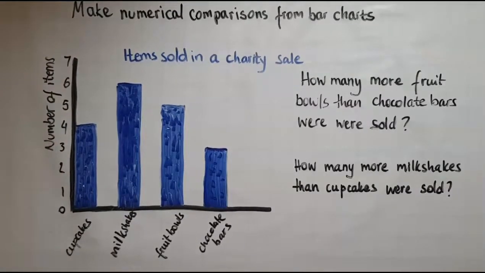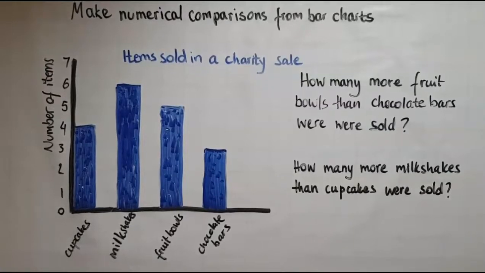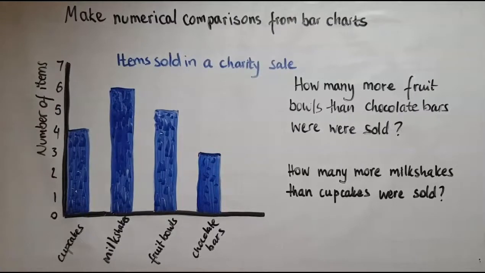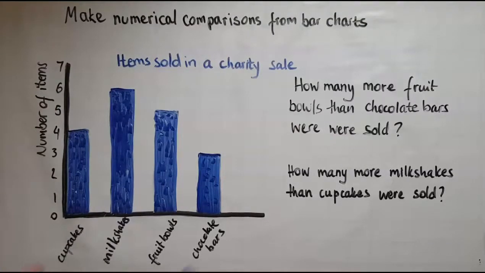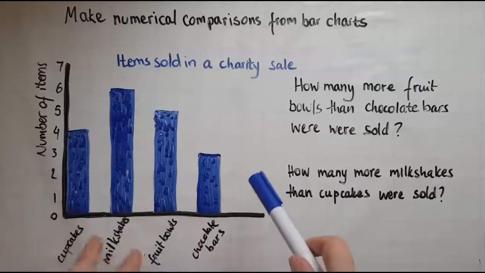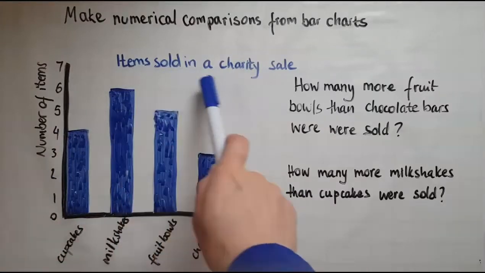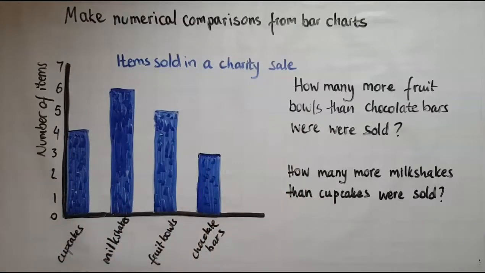In this video, we'll learn to make numerical comparisons from bar charts. We'll have a look at what that means in a second. But as you can see, I've got a bar chart here which is about items sold in a charity sale. So I've got different items: cupcakes, milkshakes, fruit bowls, chocolate bars, and how many of each were sold.